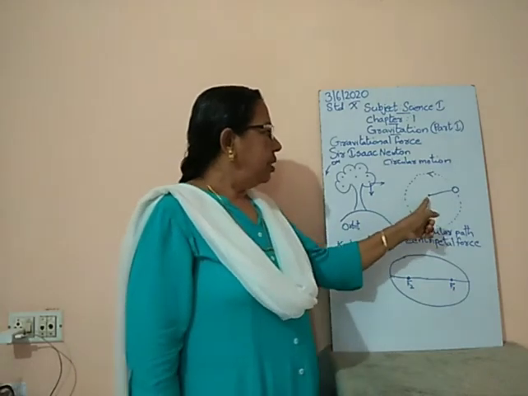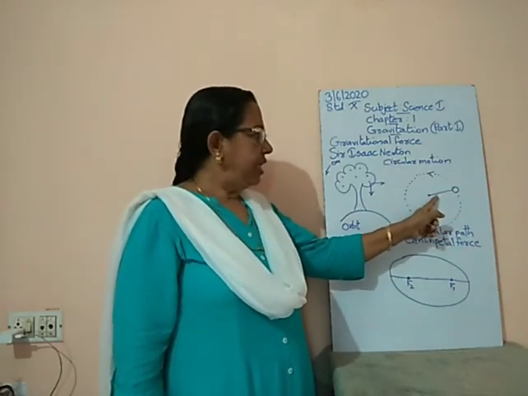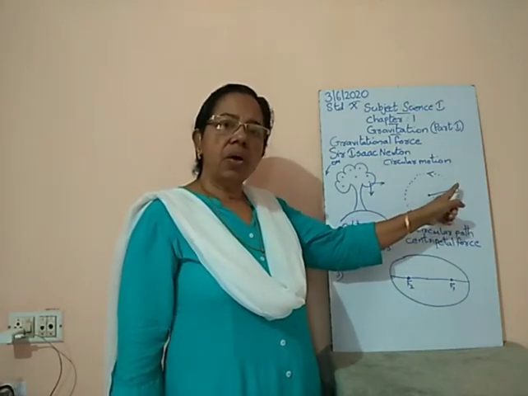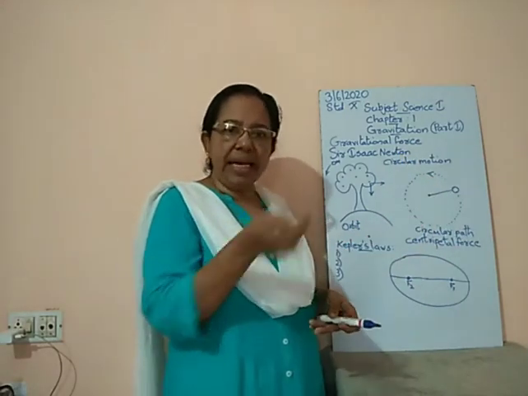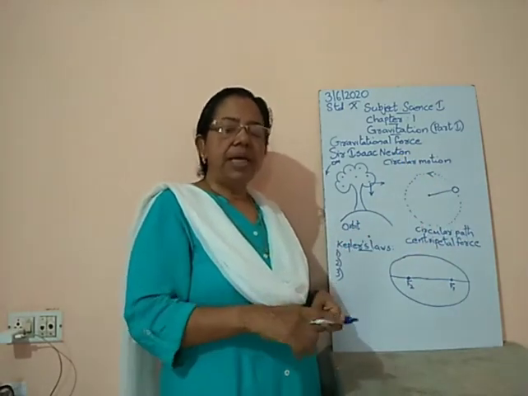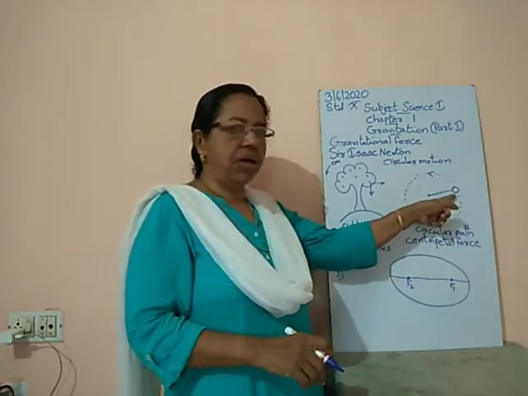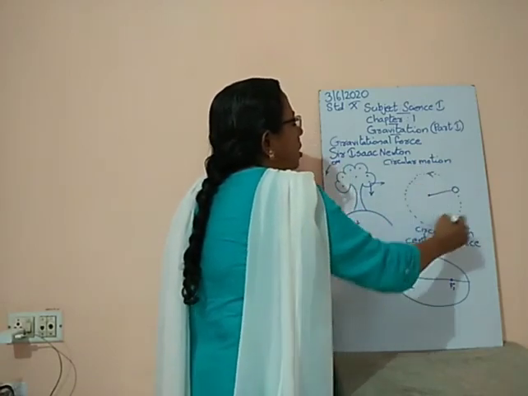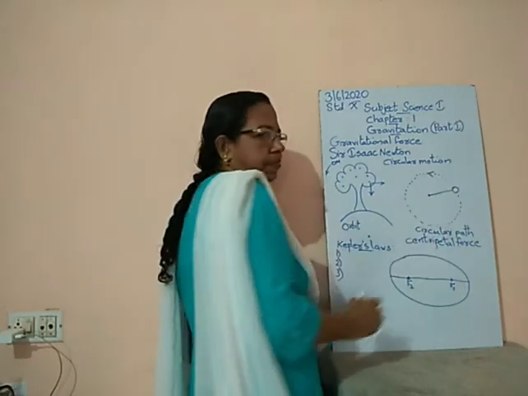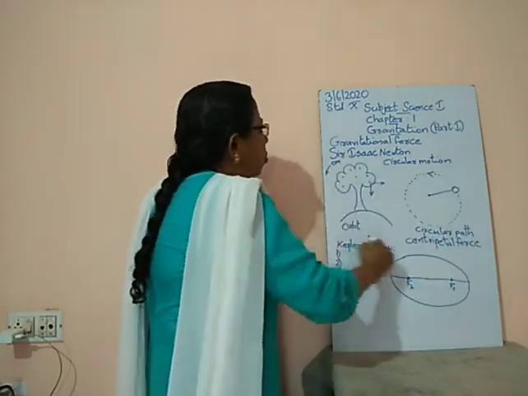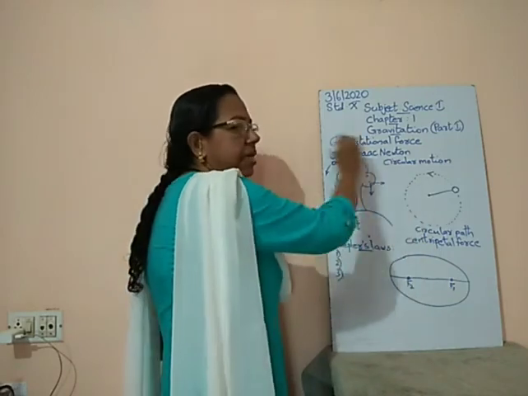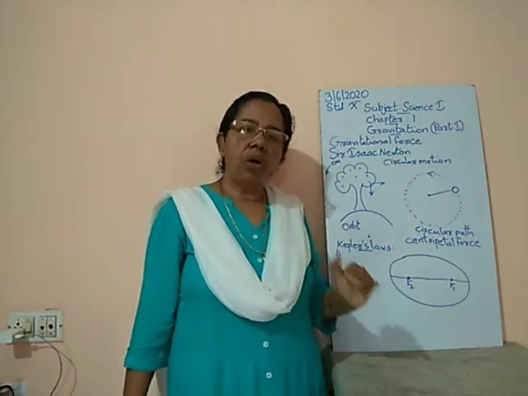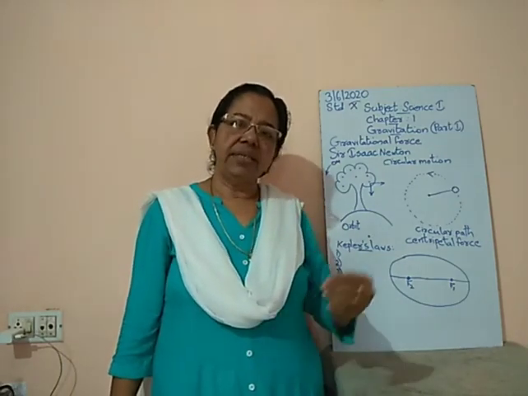Other example: here one string is there. One end I am holding, and at the other end I am tying a stone or a ball. Then I am rotating it either this way or this way. As we rotate this ball, you can find that it moves through a circular path. Continuously you can see the movement of the ball. Similarly, the moon revolves around the earth through a circular path. Such type of motion of an object is known as circular motion.